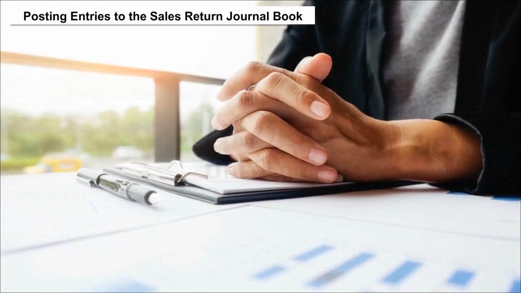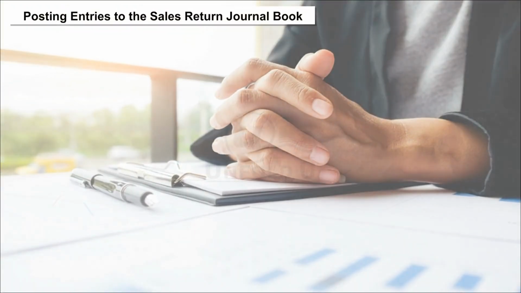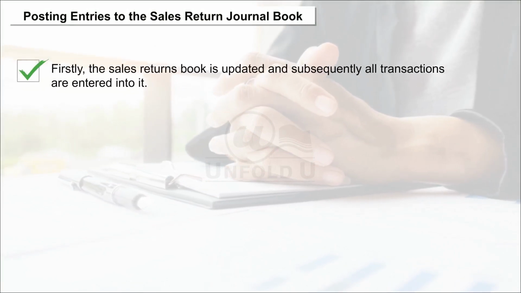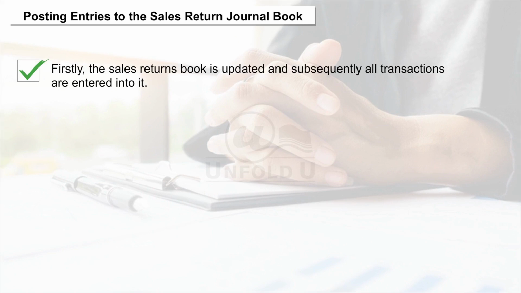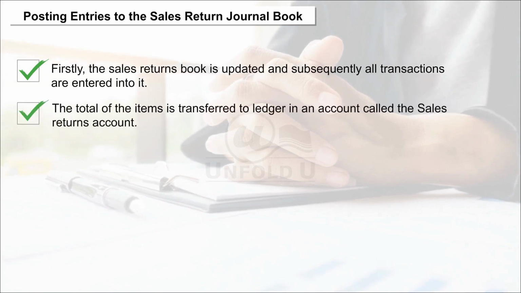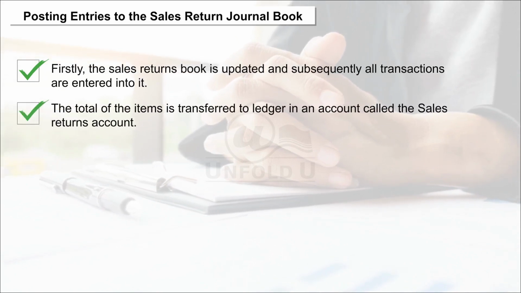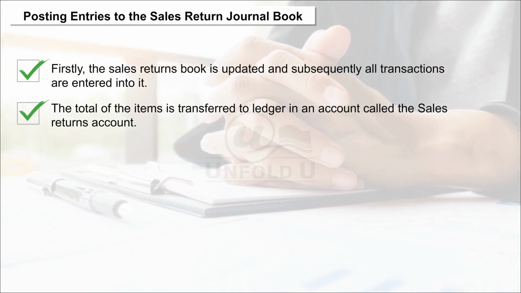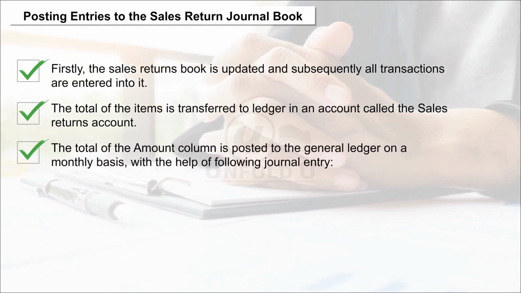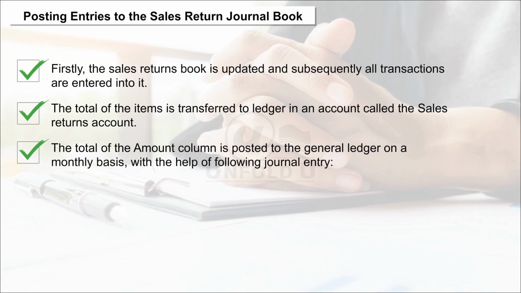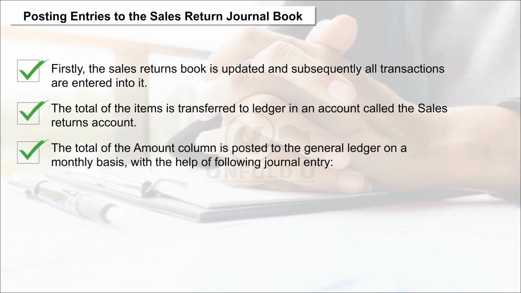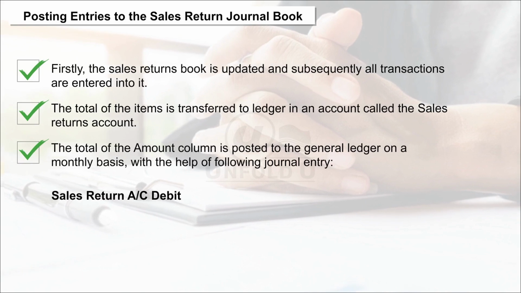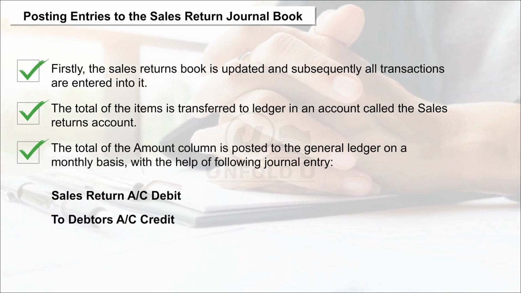Posting entries to the sales return journal book. Firstly, the sales returns book is updated and subsequently all transactions are entered into it. The total of the items is transferred to the ledger in an account called the sales returns account. The total of the amount column is posted to the general ledger on a monthly basis with the help of the following journal entry: sales return account debit to debtors account credit.